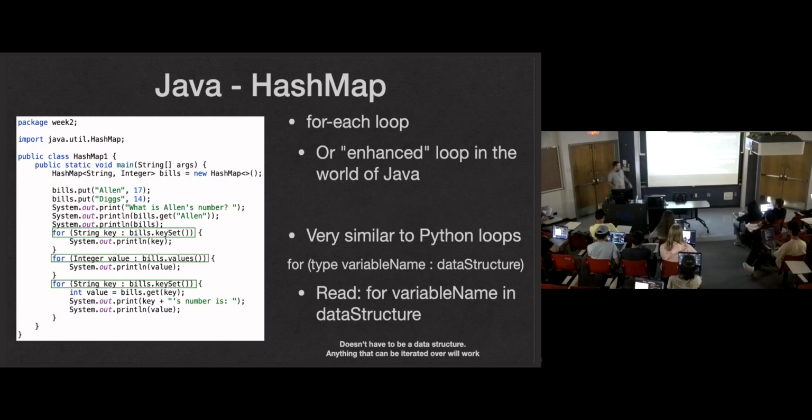I think that's all I have to say about these. So if you want to iterate over a data structure without setting up your indices or whatever, we're going to use this for each loop. And so the whole thing, putting it all together, for string key in this hash map's key set.